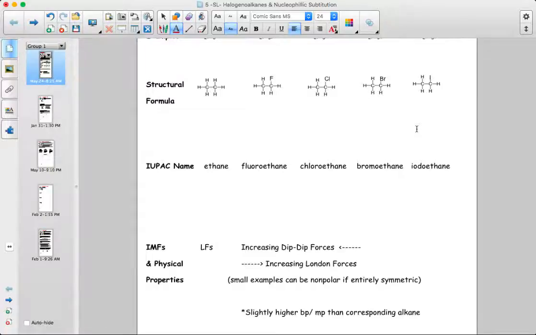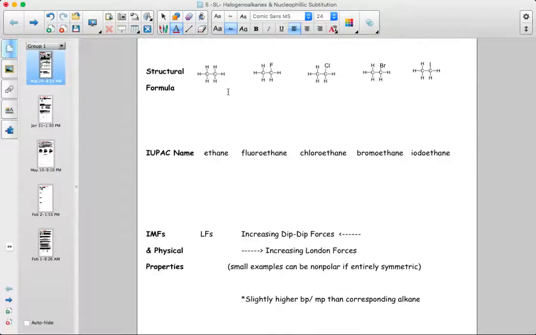You could try to make a stab at it and make a prediction why, but the IB is not going to ask you to do that. However, they would ask you to compare them, let's say, to alkanes, in which case you would predict they probably have a slightly higher boiling or melting point because they do have some dipole-dipole forces as well as the London forces, while the alkanes only have the London forces. So that's mainly what you'd have to deal with in terms of halogenoalkanes and physical properties. They are not going to be very soluble in water because while they are polar, they generally can't form hydrogen bonds with water. Therefore, they're not very water soluble.